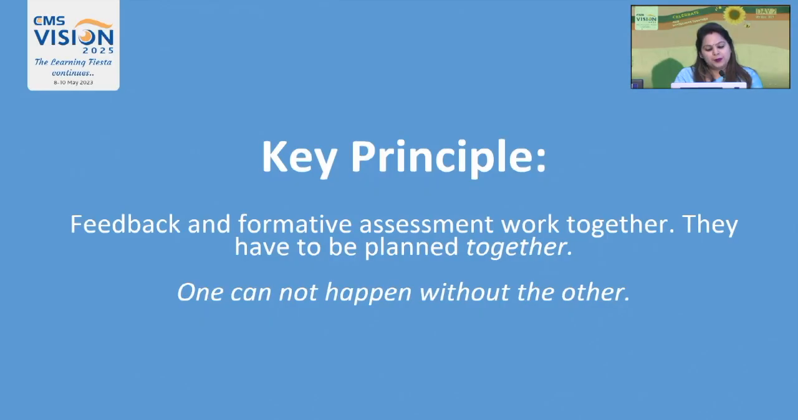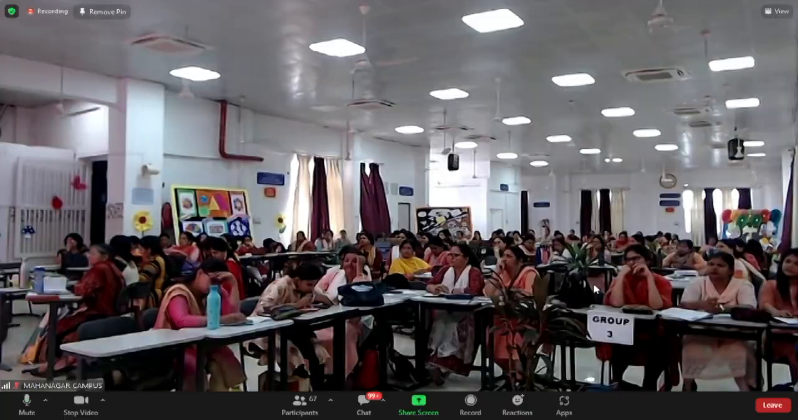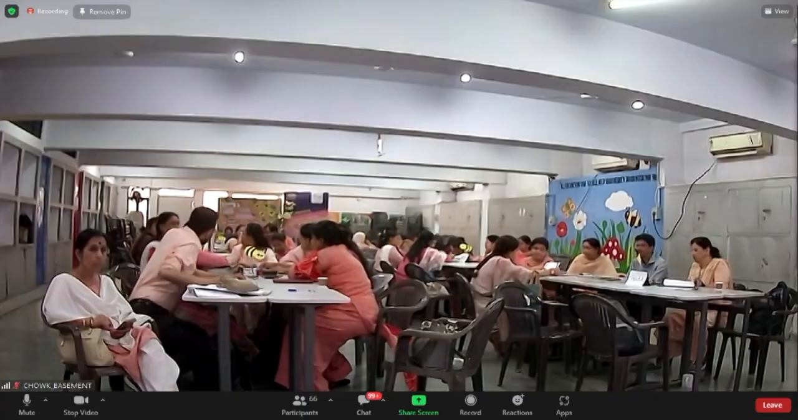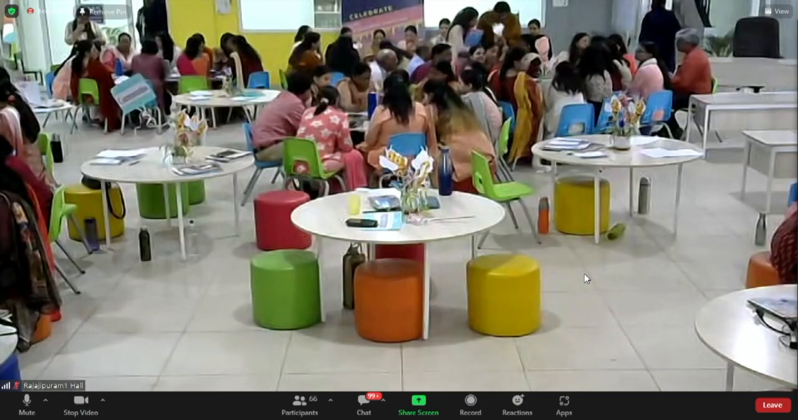The key principle is that feedback and formative assessment work hand in hand. They have a symbiotic relationship with each other and cannot be planned in isolation. How to ensure that feedback is aligned to the desired learning outcomes so that we are very clear about the idea, what they have to learn, what they have to focus on.